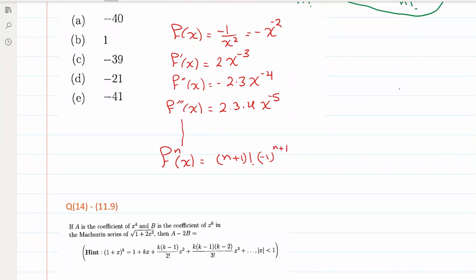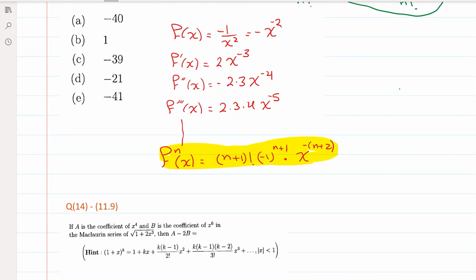Okay? Multiplied by what? Multiplied by x to the power, what? To the power minus n plus 2. See here. Third derivative, the number is 5. Take the minus, so it will be -3 plus 2. If it's in the second, it will be -2 plus 2. Exactly. So this is the general formula for the nth derivative.